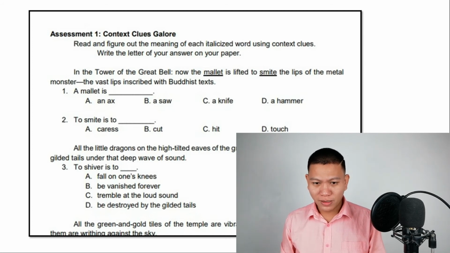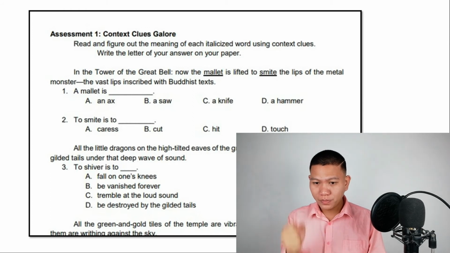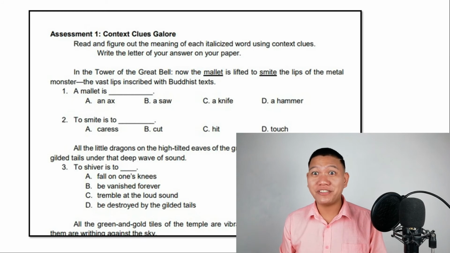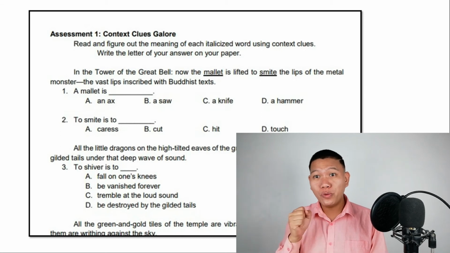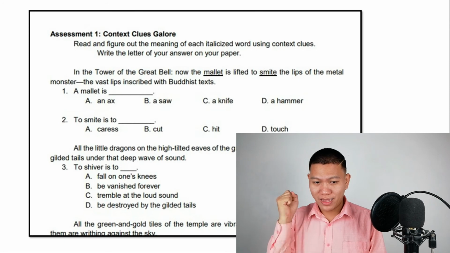So what does the word mallet mean? Mallet. So it's like a hammer. So the answer is letter D. To smite is to caress, cut, hit, or touch. What do you do with a hammer? Of course, we do it in hitting. Okay.